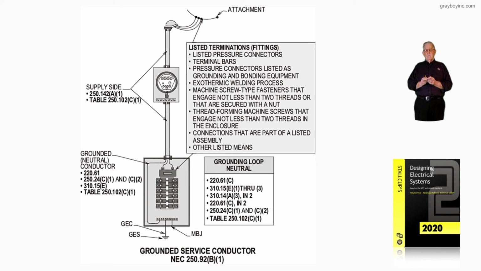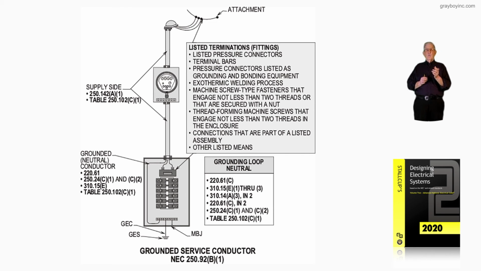Now, how do we terminate with fittings? That's the next most important thing here. Then we could use pressure connectors, terminal bars. We could use pressure connectors listed as grounding and bonding, like 250.92(B)(4) called out. Machine screw type fasteners, exothermic welding, the old CAD weld type connections. But if we use machine type screws, then notice we have not less than 2 threads that are secured with a nut. Very important there, so you'd have to check that out.